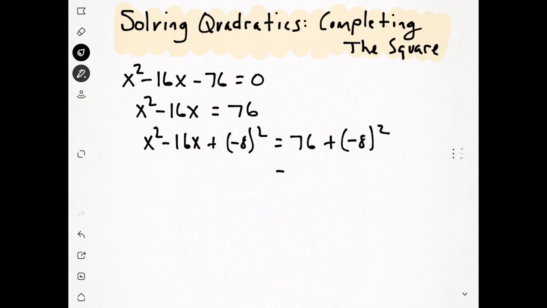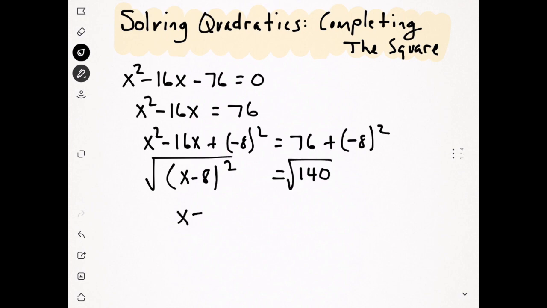So then on the right-hand side, we have 76 plus 64, so that's 140. And on the left-hand side, we end up with x minus 8 squared. So then we've completed the square, so we take the square root of both sides. So we end up with x minus 8 equals plus or minus the square root of 140.